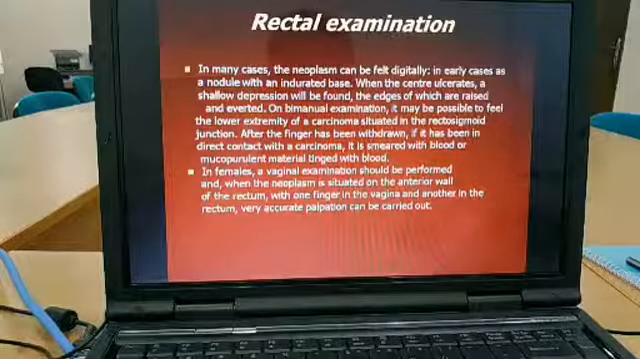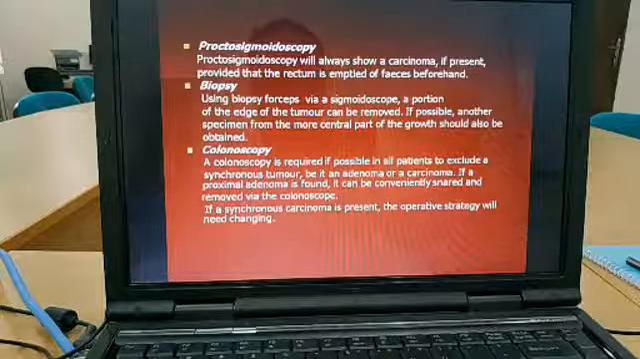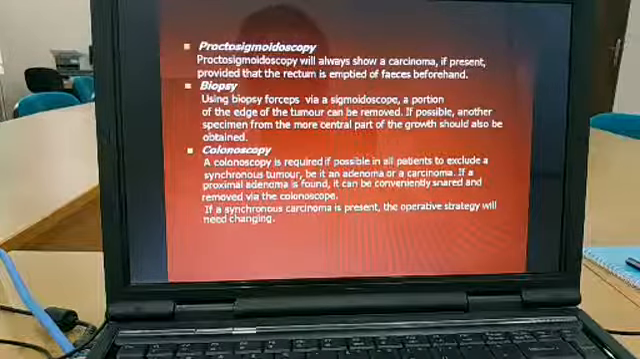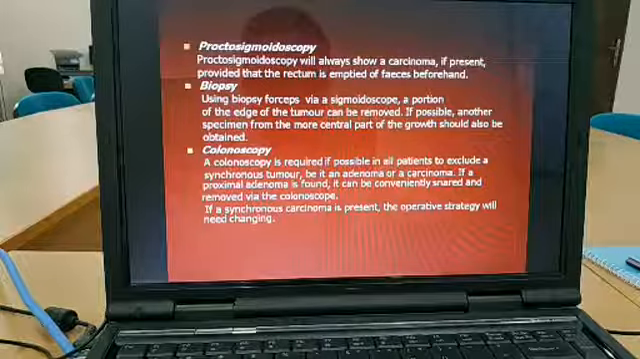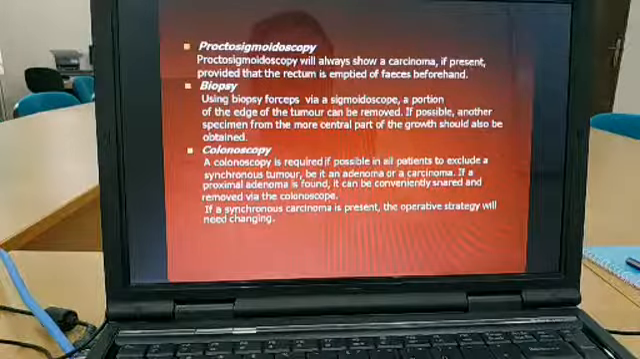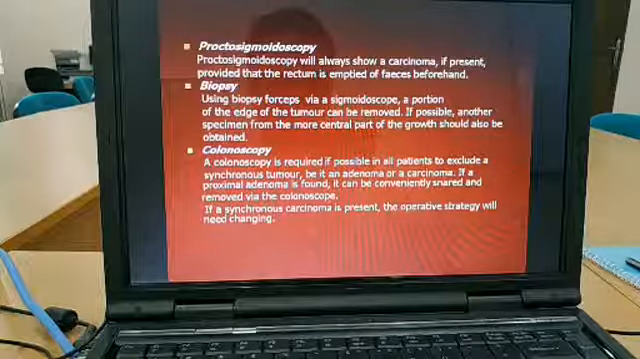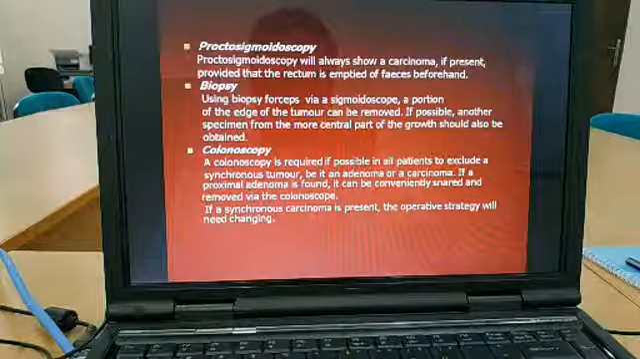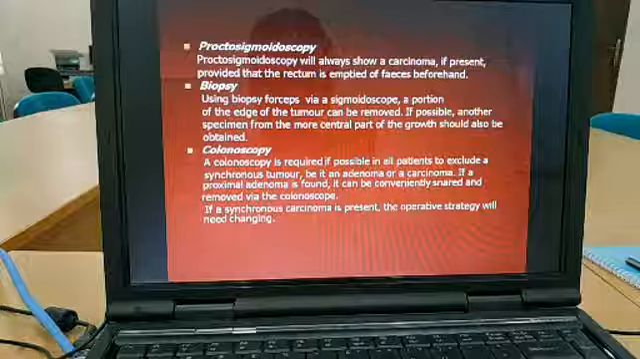So you have to learn these few points about the digital rectal examinations. Then the proctosigmoidoscopy is very, very important for the diagnosis. Proctosigmoidoscopy always shows a carcinoma present, provided the rectum is empty of feces beforehand. So before doing this proctoscopy or sigmoidoscopy, the rectum should be very clear. If it is full with stool, you cannot assess the patient properly.